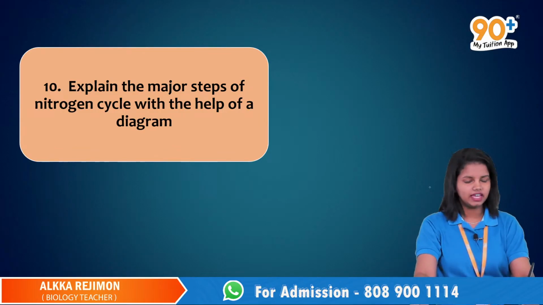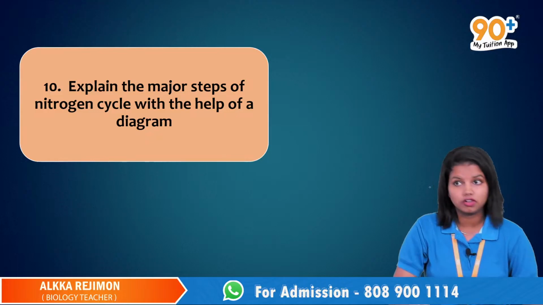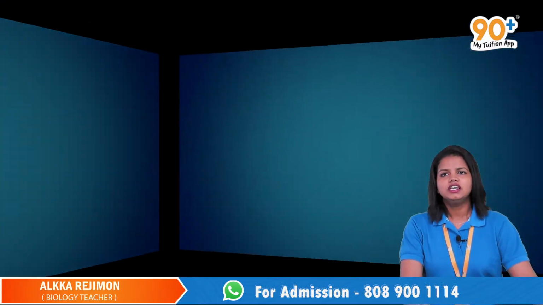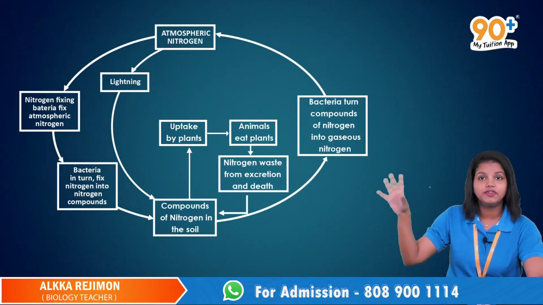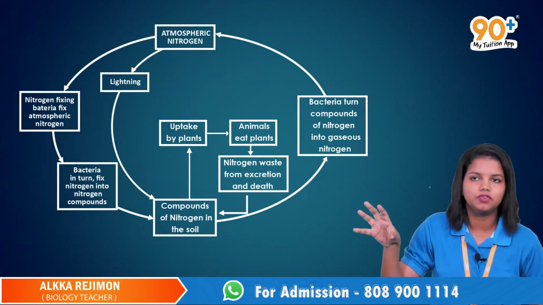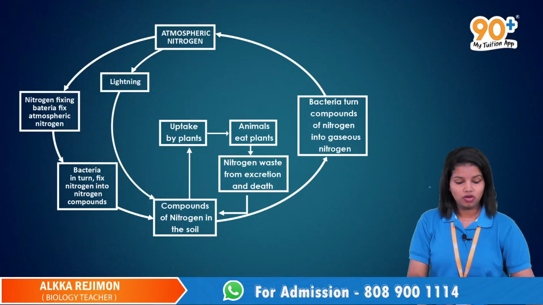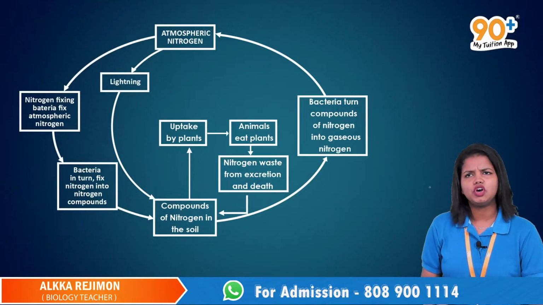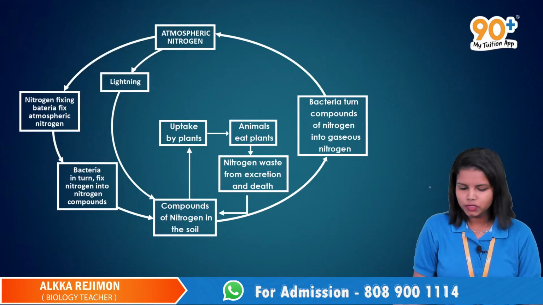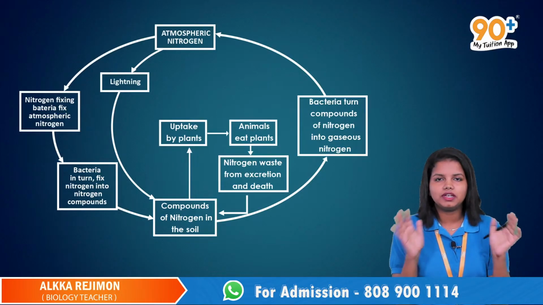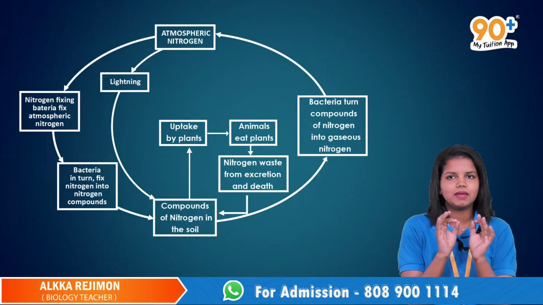That's a very important question from our microbes chapter. All you need to do is draw this figure. This is the diagram they are asking for. This is the diagram your teachers are asking for. So you need to draw the cycle and explain the steps. The first step of the nitrogen cycle is very simple.